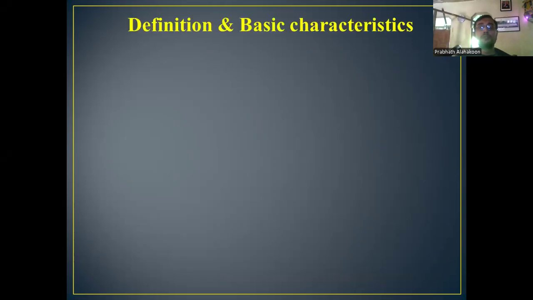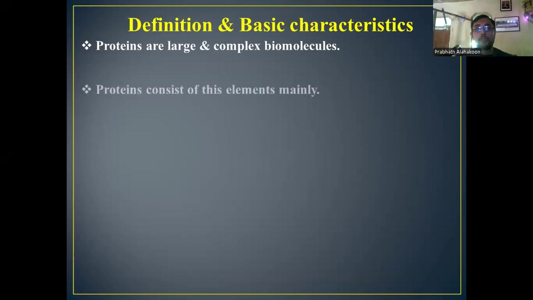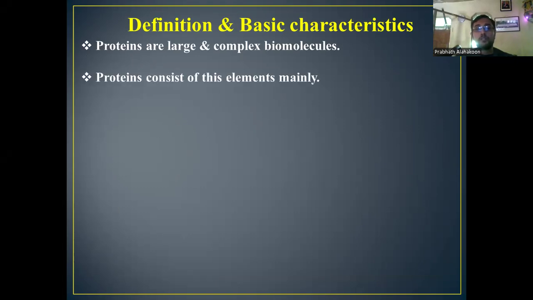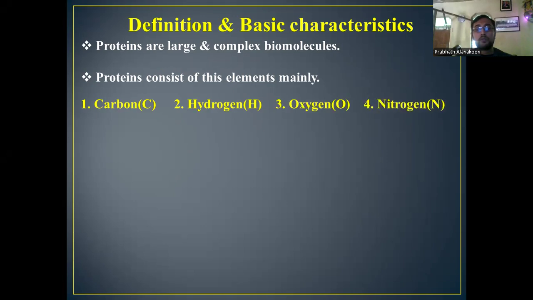Okay, let's discuss the definition and basic characteristics of proteins. Proteins are large and complex biomolecules. Proteins consist mainly of these elements: first is carbon, next is hydrogen, third is oxygen, fourth is nitrogen, and fifth sometimes sulfur.